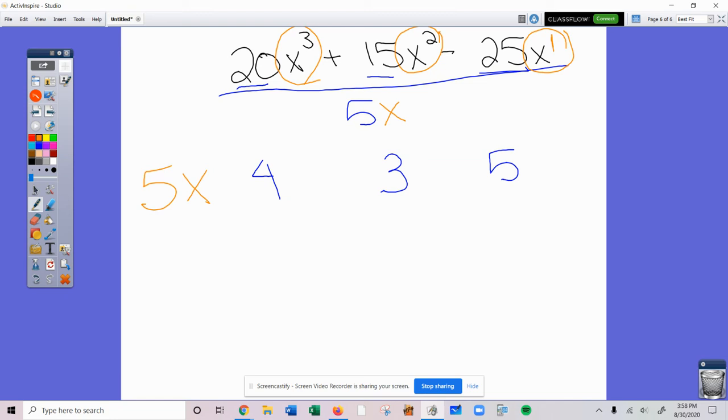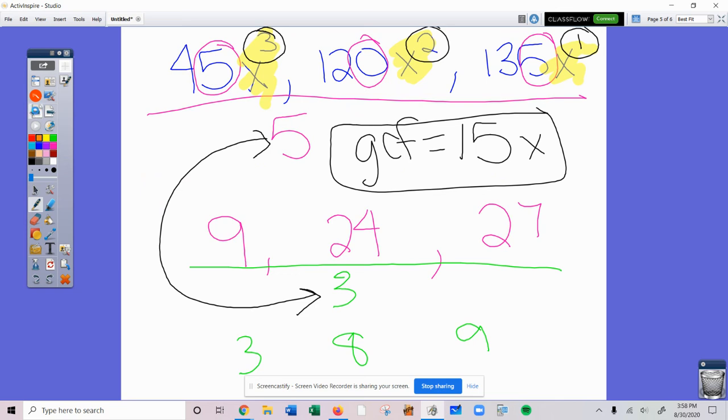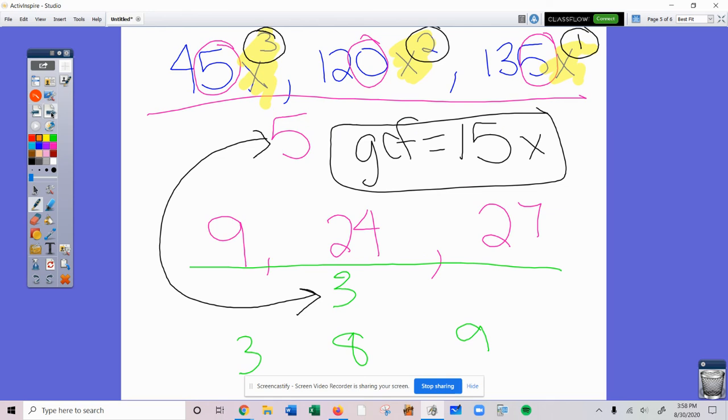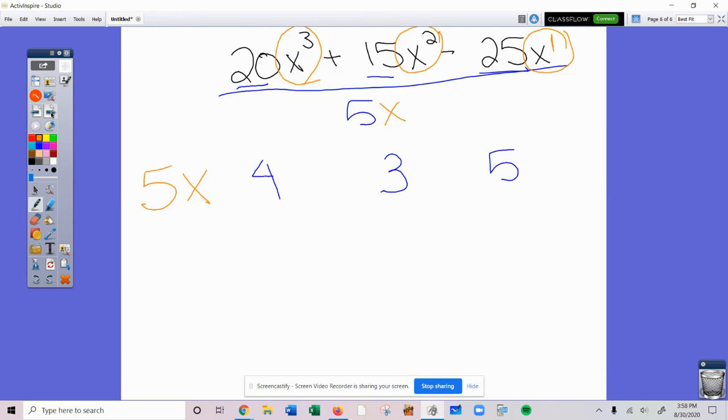But for me to factor, just like when we were prime factoring way back over here, we were doing a multiplication. This was all stuff being multiplied. So factoring means we need some multiplication. So we're going to take this 5x and we are going to put in parentheses for multiplication. And we're going to finish filling in all this stuff in the middle.